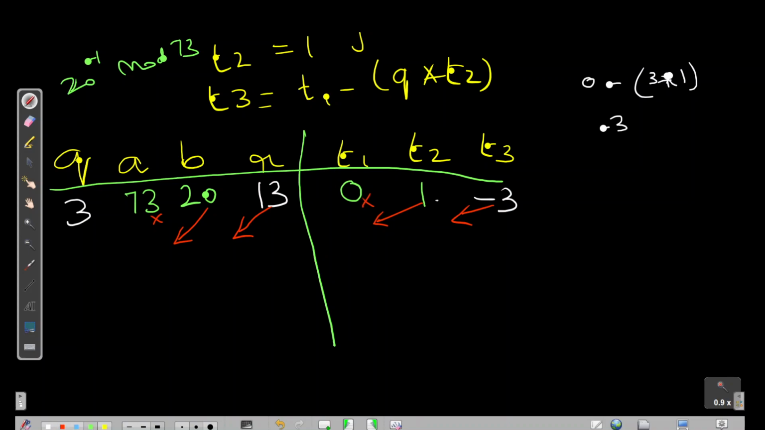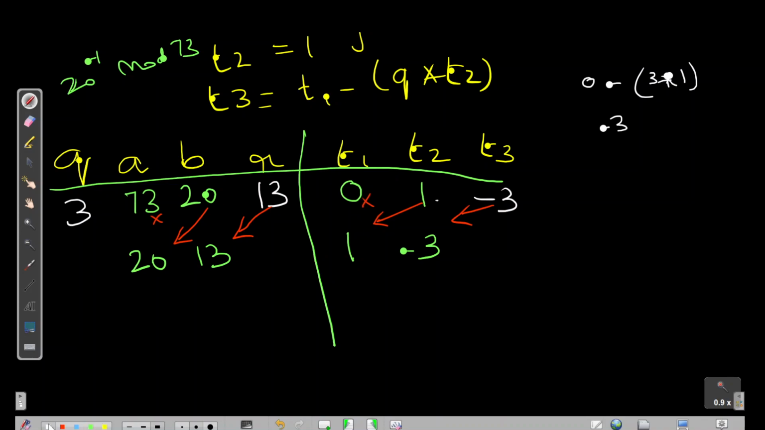Now, the old value of B will become the new value of A. Here comes 20, and R becomes B. So 13 comes here. Likewise, T2 comes here, 1, and T3 comes here, minus 3.